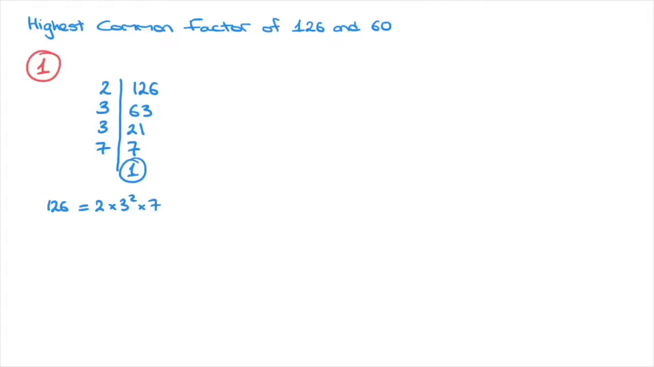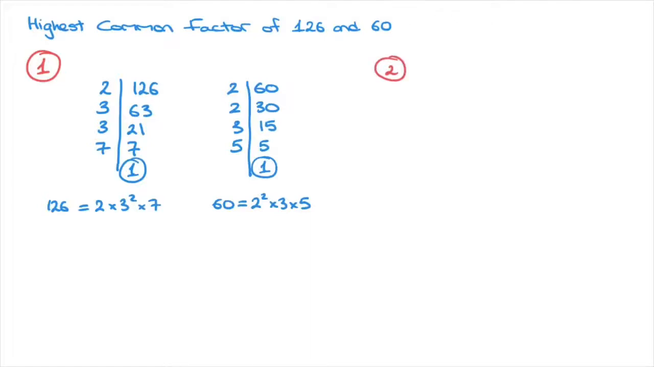We do the same for 60. 60 can be divided by 2, which equals 30, and 30 can be divided by 2, which leads to 15. 15 can be divided by 3, which leads to 5, and finally 5 can be divided by 5, which leads to 1. So 60 equals 2 to the power of 2 times 3 times 5. Now that we've written each of these two numbers as products of their prime factors, we move on to step 2, in which we find the highest common factor.